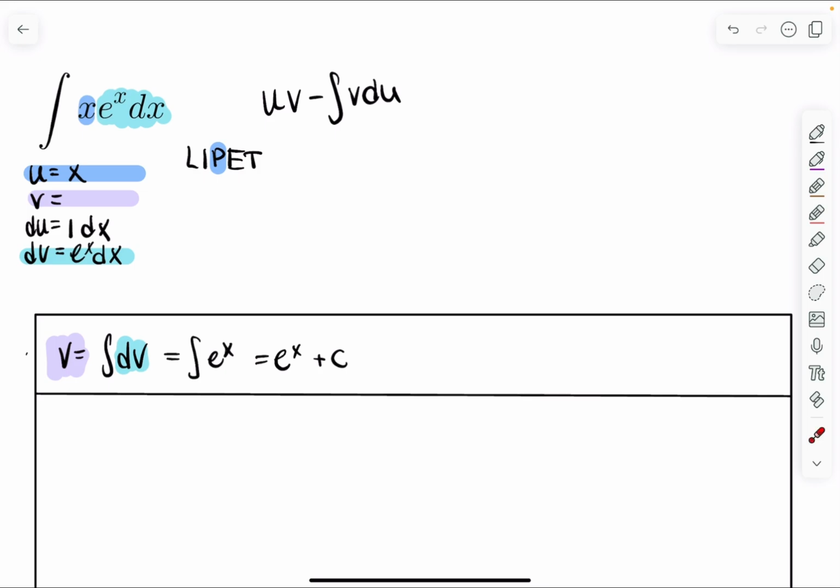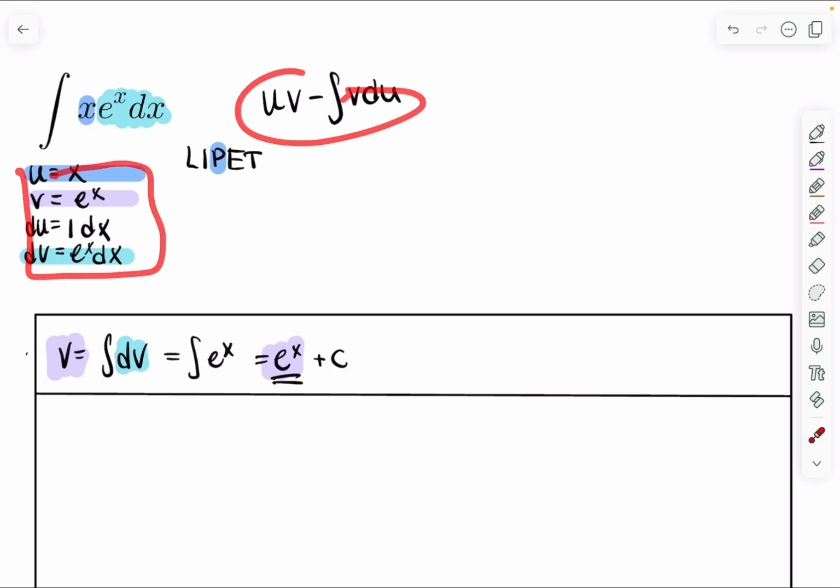Now in integration by parts, we literally do not care about the plus c's until the end, because there's going to be a lot of plus c's, and at the end of the day, they're just going to amount to 1 plus c. So just forget about it. So we're going to say e to the x. Now we have everything we need to plug it into the formula, and that's what we do.